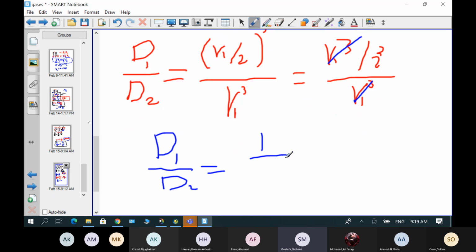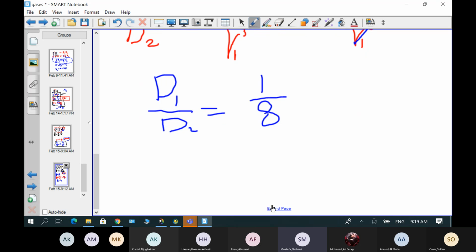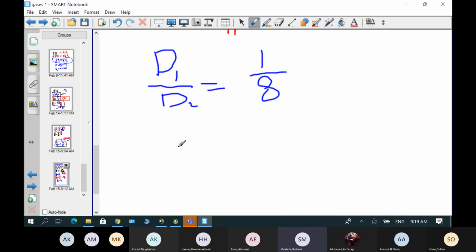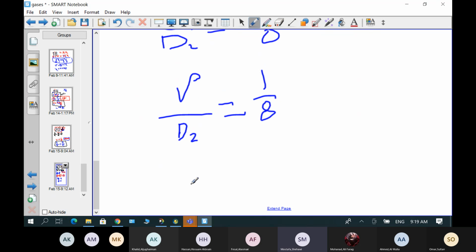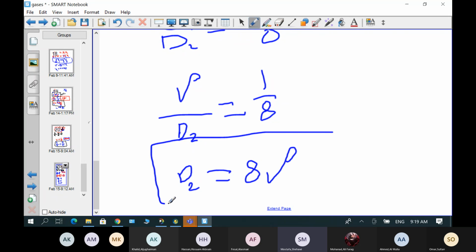1 over 2 to the power 3 equals 1 over 8. So if you have D1 equal rho, over D2, density 2, equal 1 over 8, then D2 would equal 8 multiplied by rho. That's how to calculate it, Hassan.